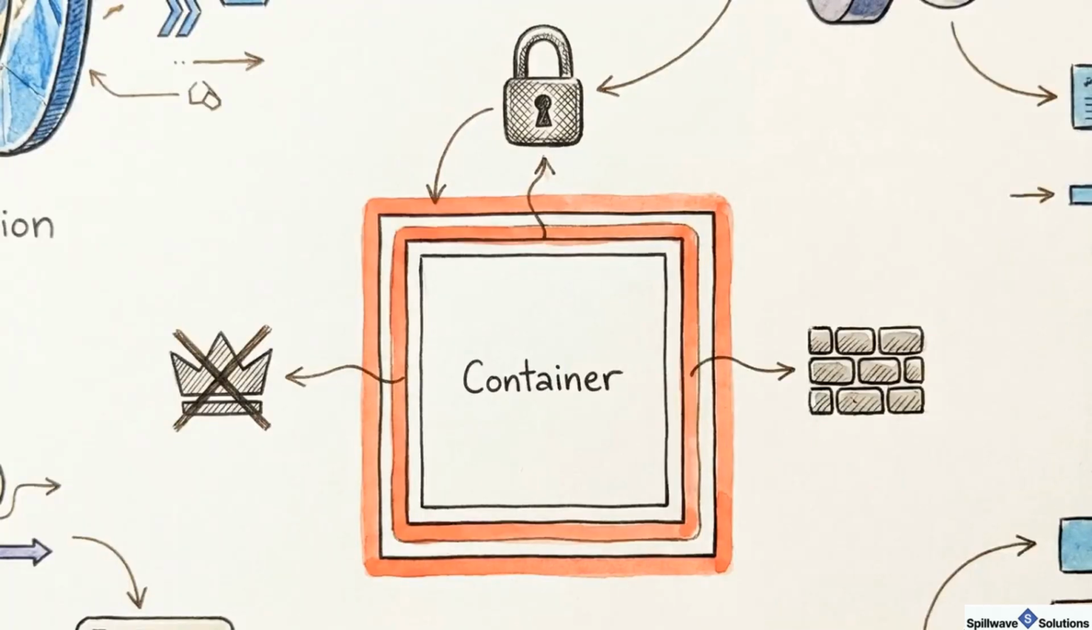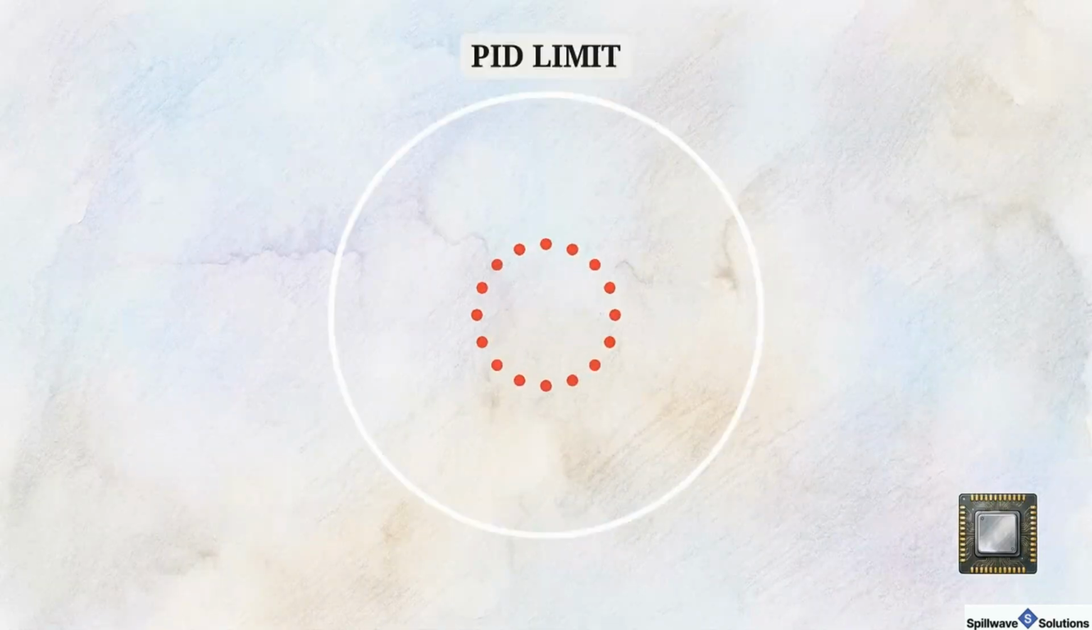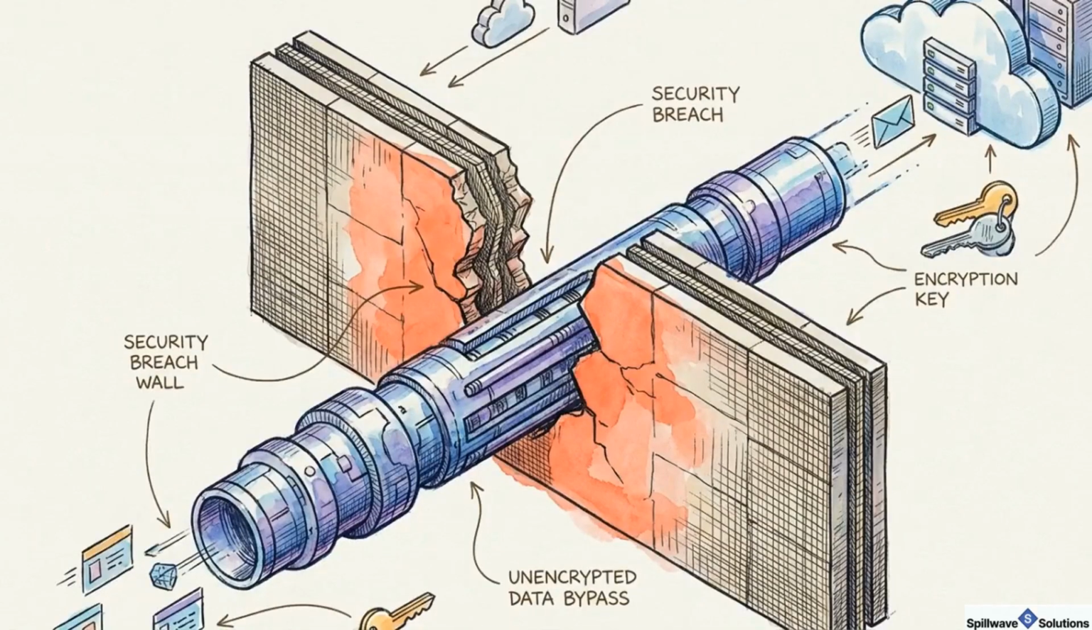You must strip Linux capabilities, block privilege escalation, and set the root file system to read-only. You also need to cap resources. By setting a strict limit on process IDs, you ensure a compromised agent cannot launch a fork bomb to exhaust the host's resources. These protections fail if you mount sensitive host directories for convenience.